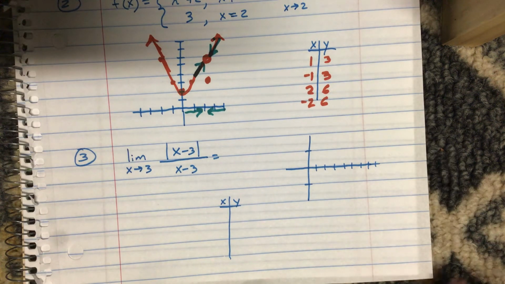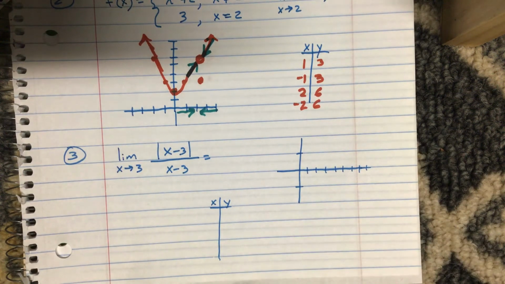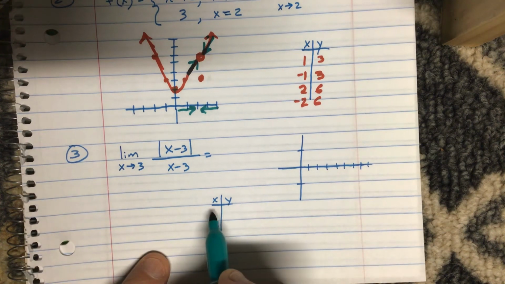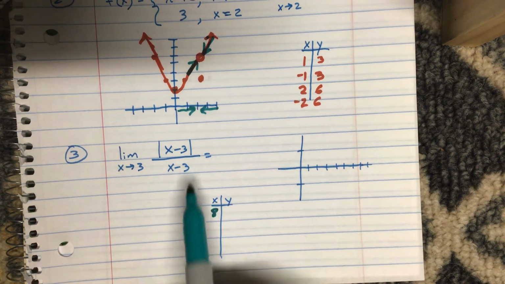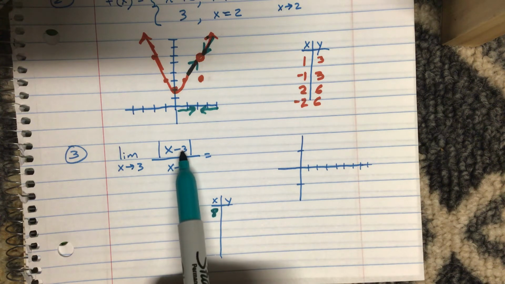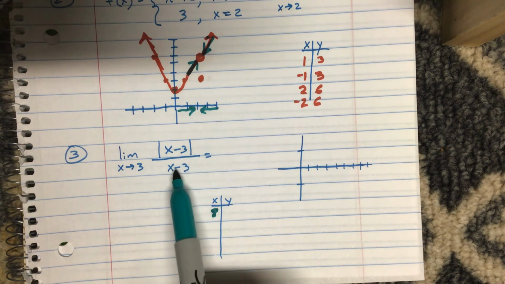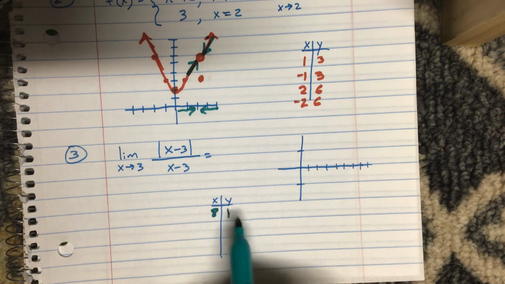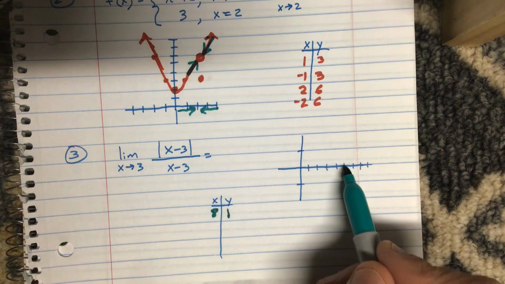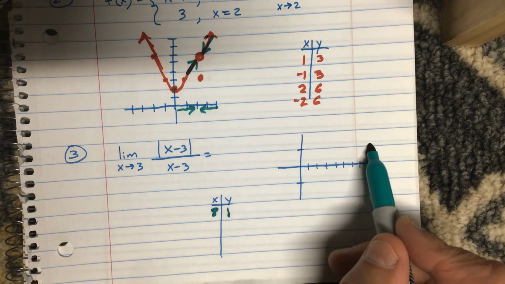This function, you might not have ever seen this, is a little bit different. Let's plug in some values and see what this function looks like. If you plug in, let's say, 8, you would get 8 minus 3 is 5. The absolute value of 5 is 5. And 8 minus 3 is 5, so you get 5 over 5, which is 1. So 1, 2, 3, 4, 5, 6, 7, 8, 1.